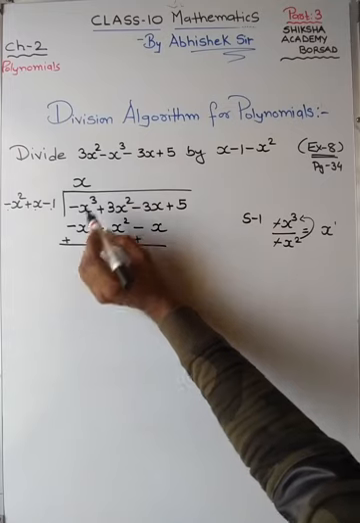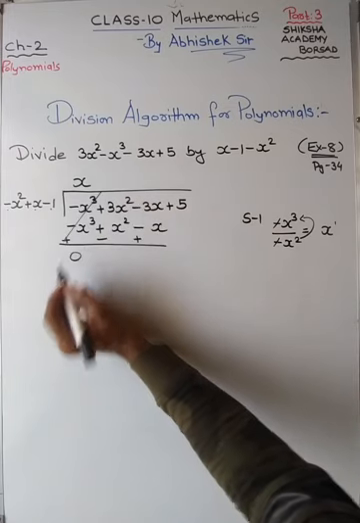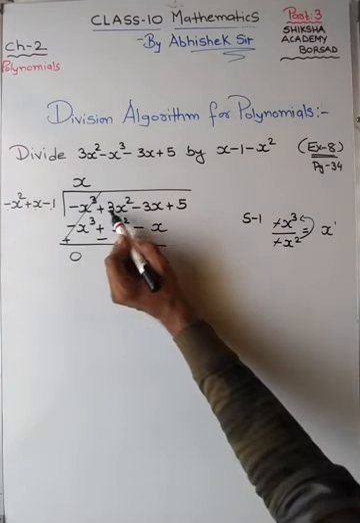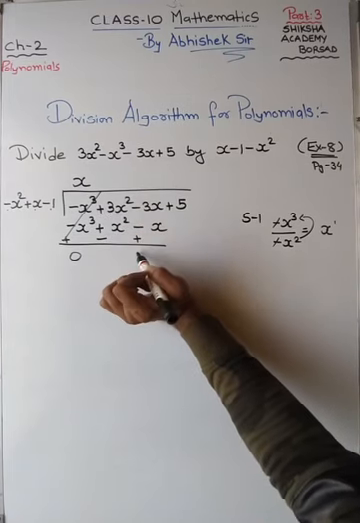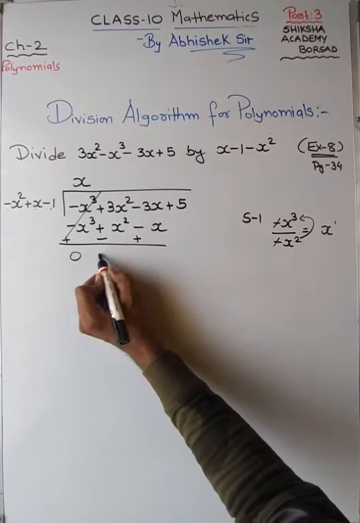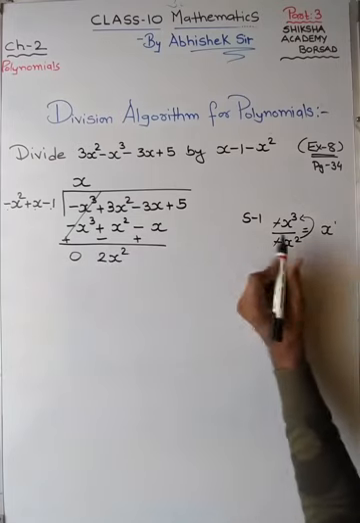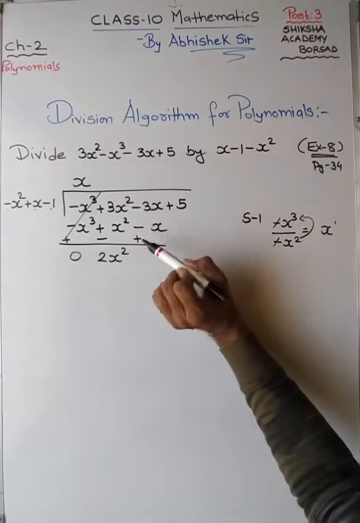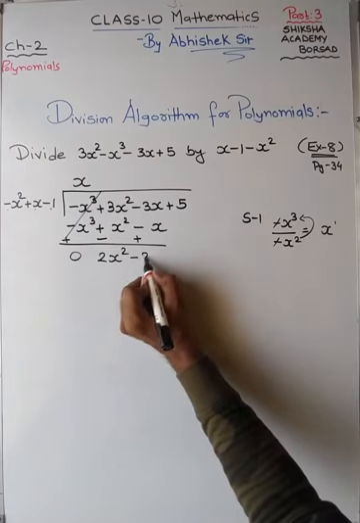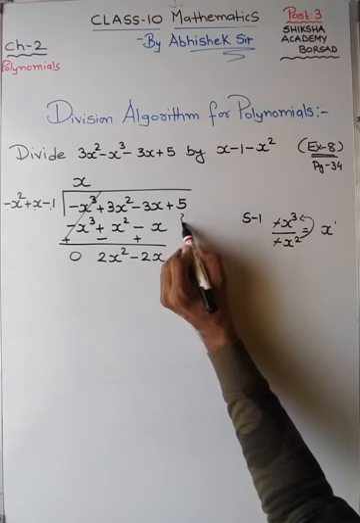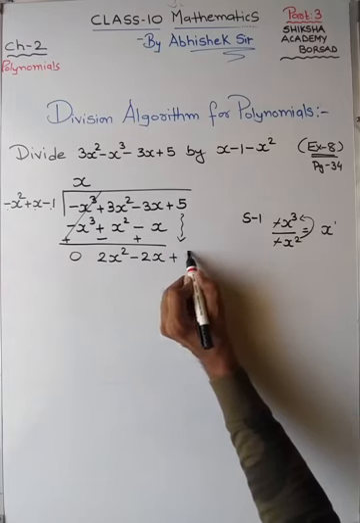Minus x cube plus x cube, so this term will be cancelled. Plus 3x square minus x square, so it is nothing but plus 3 minus 1. So what is plus 3 minus 1? It is 2x square. Over here, minus 3x plus 1x, so minus 3 plus 1, so it will be minus 2x. Repeat this, plus 5.